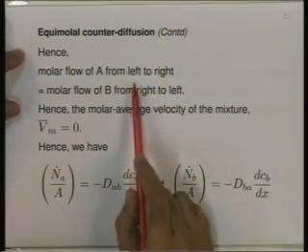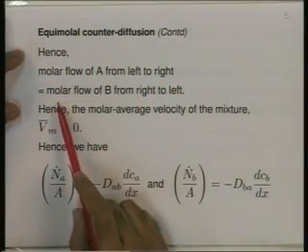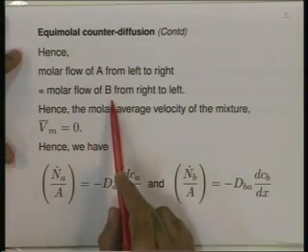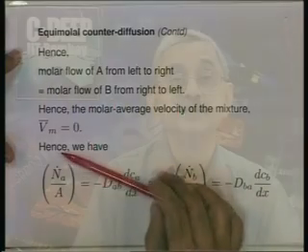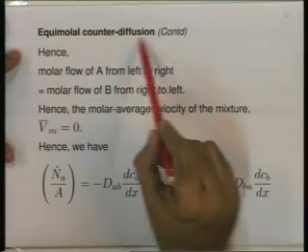This implies that the molar flow rate of A from left to right must equal the molar flow rate of B from right to left. That means, if 1 mole of A diffuses, say, in 10 minutes from reservoir A to reservoir B, in the same 10 minutes 1 mole of B will have diffused from reservoir B to reservoir A. This characteristic gives this process the name equimolar counter diffusion.